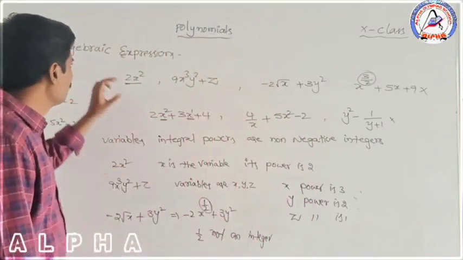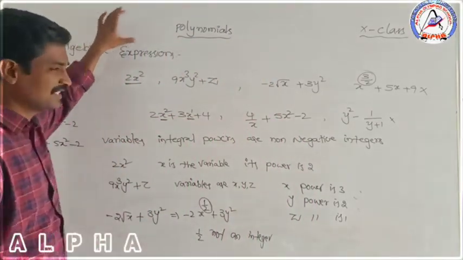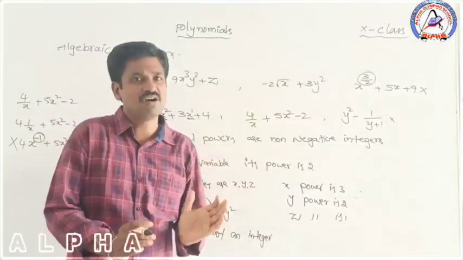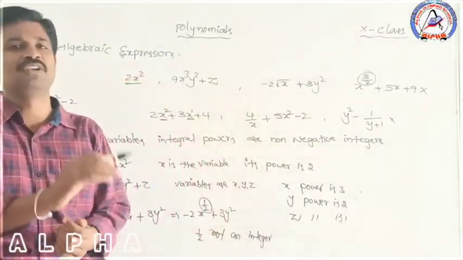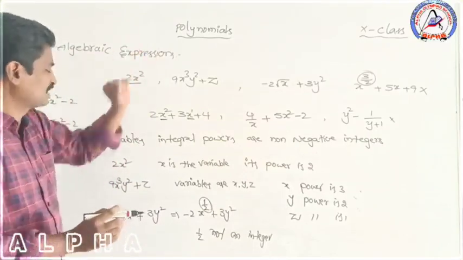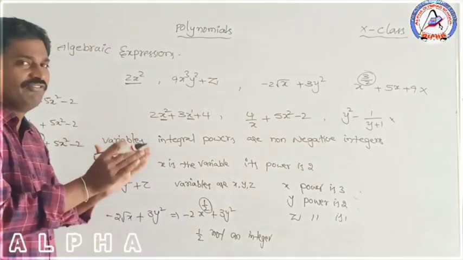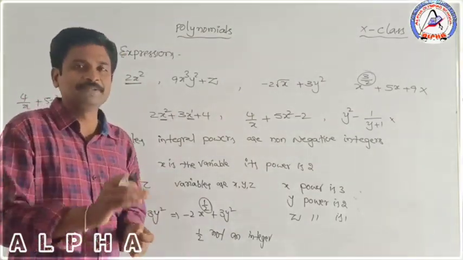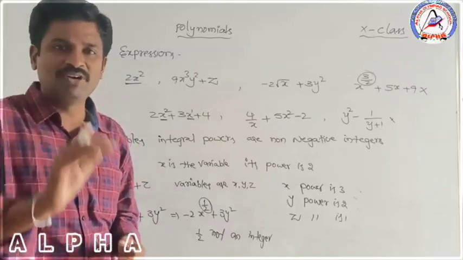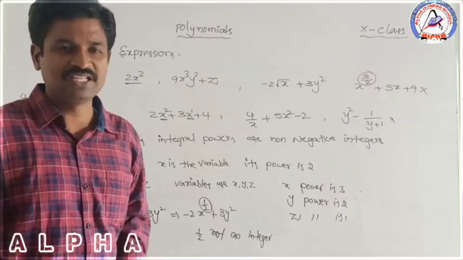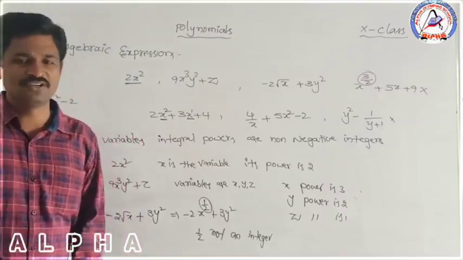Do you understand this one? What is the difference between an algebraic expression and a polynomial? Polynomials are all algebraic expressions, but algebraic expressions are not all polynomials. The difference between these two is that if the variable involved in the expression has non-negative integral powers, then the expression is called a polynomial.